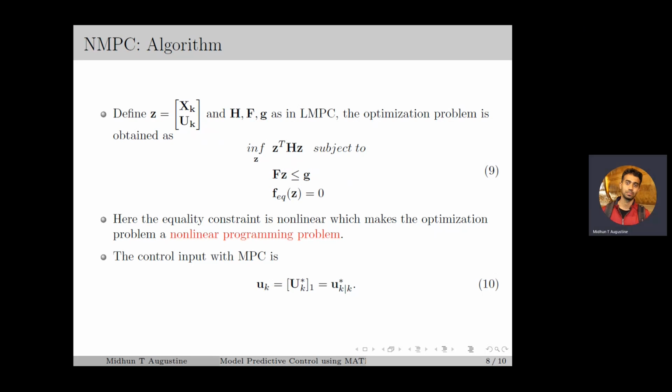Therefore, current state information is required for solving the optimization problem. In NMPC, we have to solve this optimization problem at each time instant, which gives Z star that contains Xk star and Uk star as its elements. Then, the first element of Uk star will be the control input with NMPC, and this is given in equation number 10.